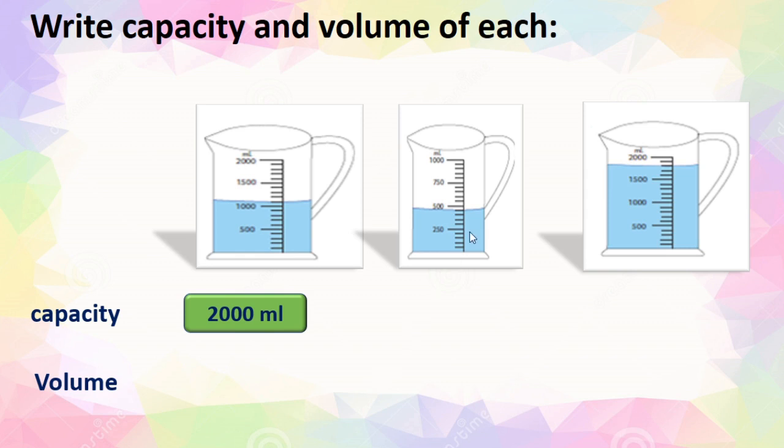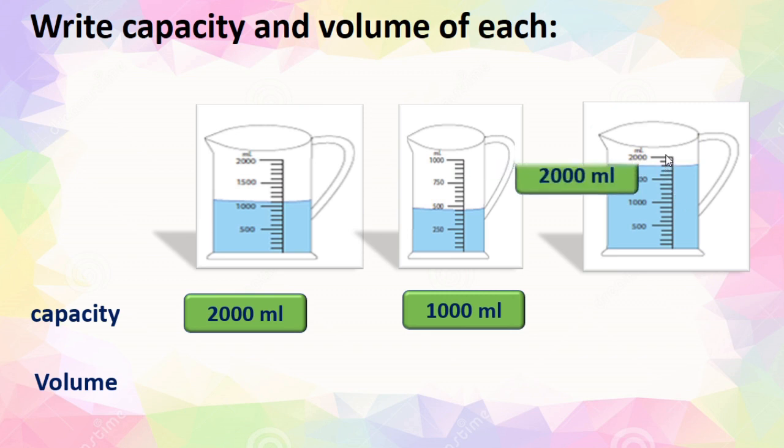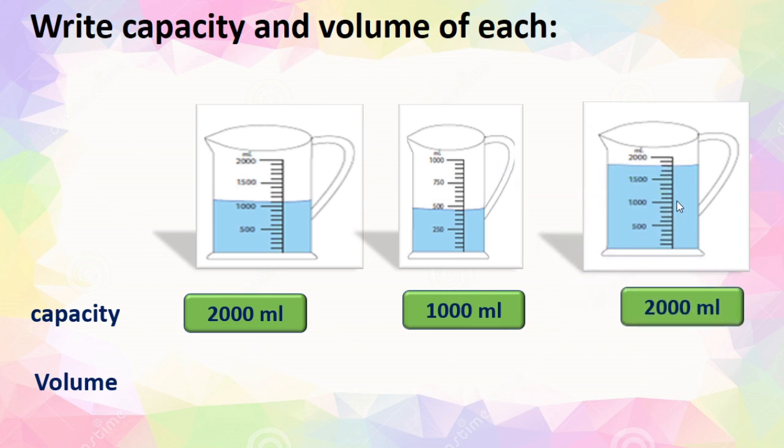What is the capacity of this jar? Yes, the capacity of this jar is 1000 ml, isn't it? Yes, here what is the capacity of this jar? Yes, this is 2000 ml, 2 liters. This is also of 2 liters and this is of 1 liter. Okay, now we will move to volume.